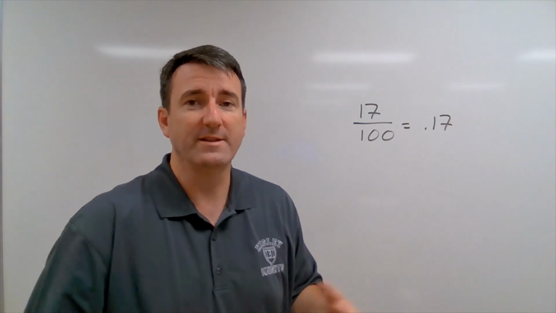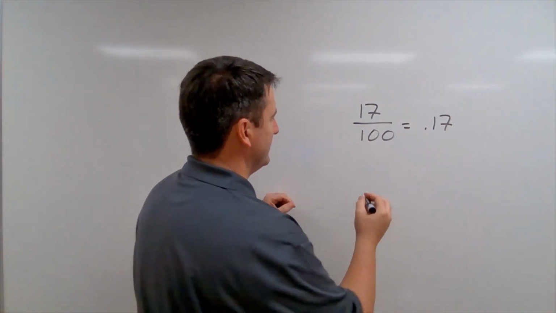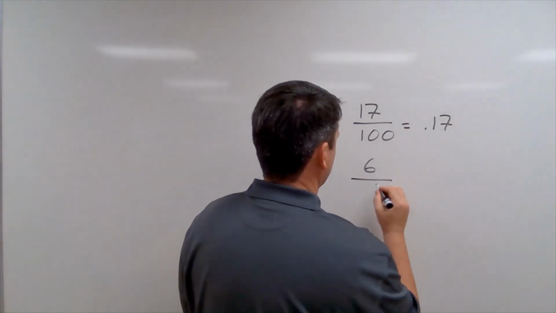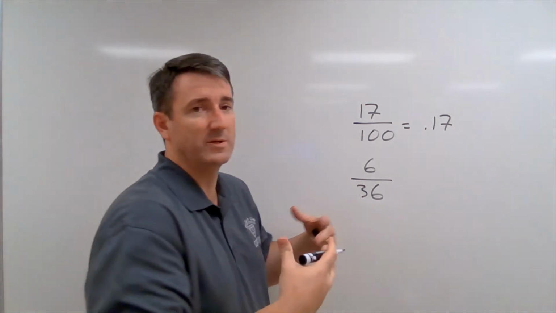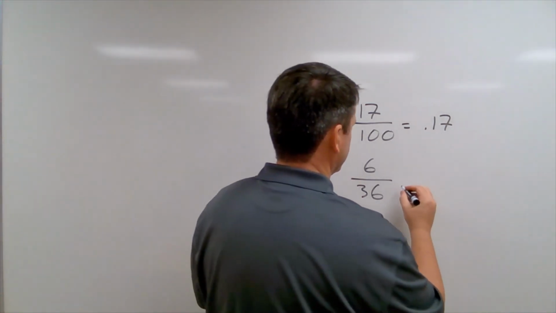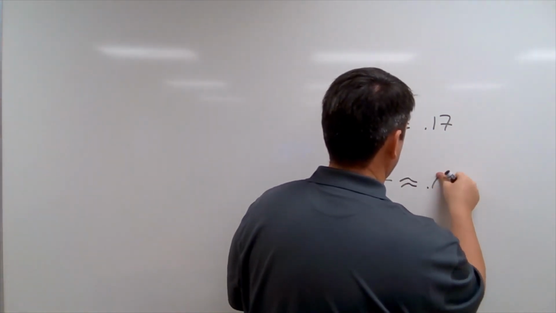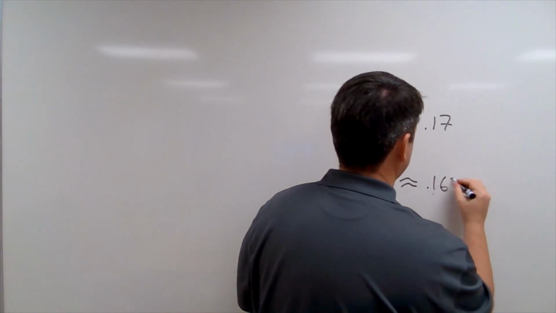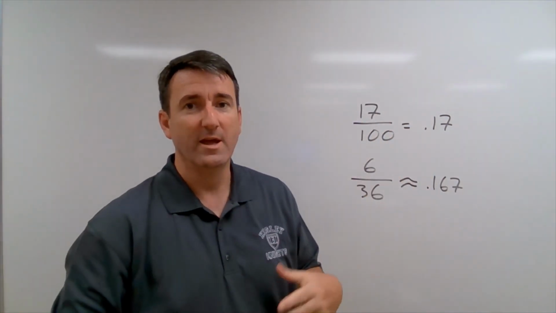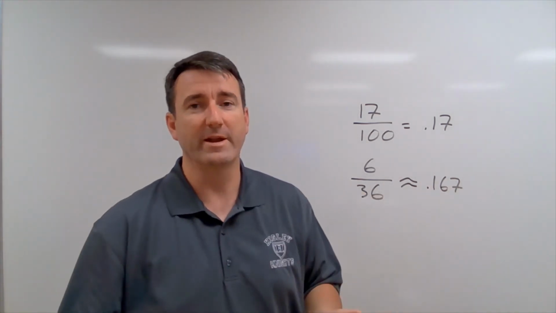Now, to compare that to the theoretical probability that we found in the last lesson, we said that there were 6 ways to get a 7 out of 36 possible outcomes when you roll 2 dice. And 6 divided by 36 is approximately equal to 0.167. And so you can see our relative frequency probability with just 100 rolls came out to be very close to the theoretical probability.